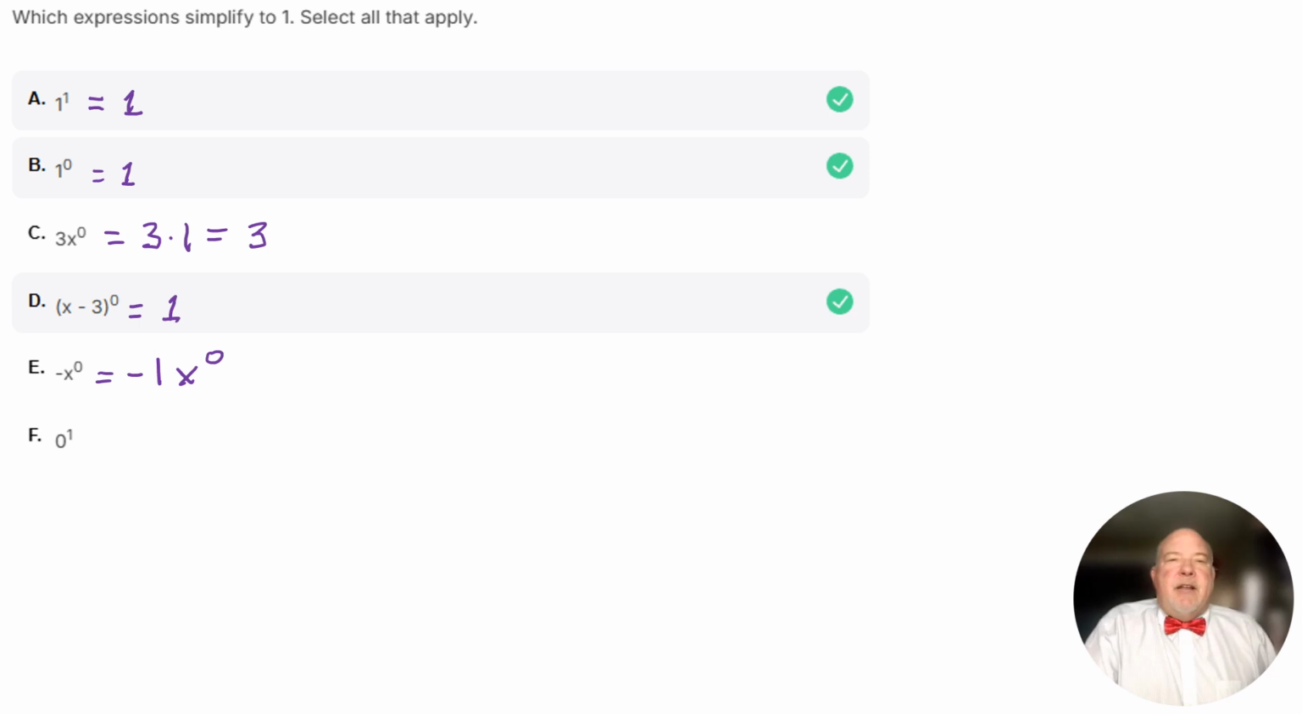And so here you can see this is like C. You've got x to the 0th power, which is 1, and then that's multiplied times -1. So if I mark this out here, it would be -1 times 1, which comes out to -1. And so that one does not simplify to 1. And then the last one, I told you anything with an exponent of 1 is just equal to itself. So 0 to the first power is just equal to 0.